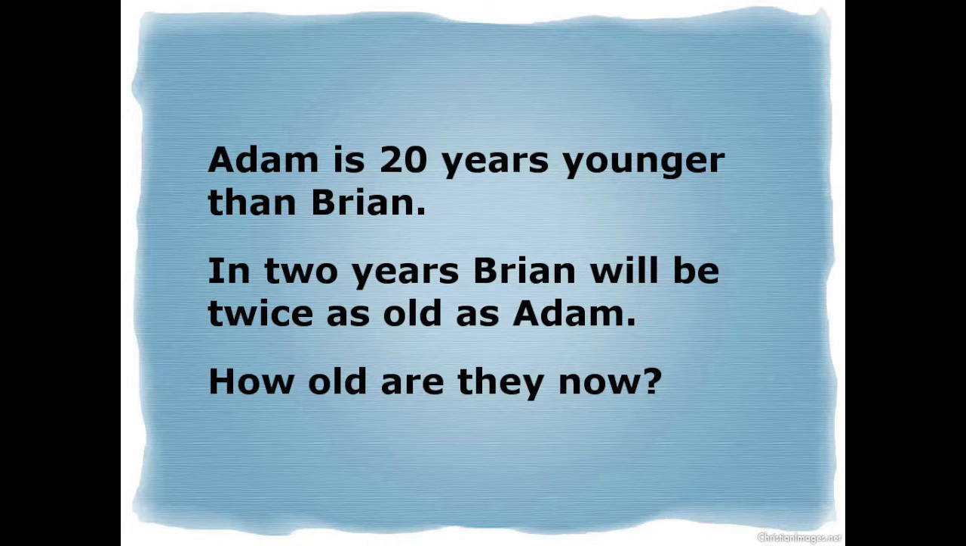If you're younger, you have less years. If you're older, you have more years. And so let's look at our first problem. Adam is 20 years younger than Brian. In 2 years, Brian will be twice as old as Adam. How old are they now?